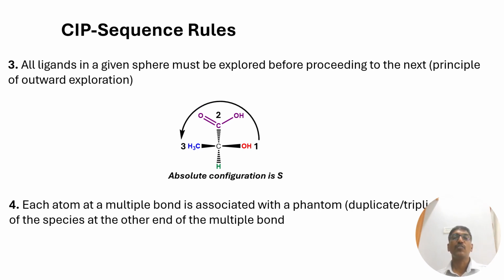In this case, hydrogen is kept on the vertical line. It's obvious that it's away from our view. Whatever the assignment you get, the rotation is in the anti-clockwise direction, so the absolute configuration of this particular molecule is S. And the next one: each atom at a multiple bond is associated with a phantom, called a duplicate or triplicate of the species at the other end of the multiple bond. Hence, we have to carefully give the assignment.